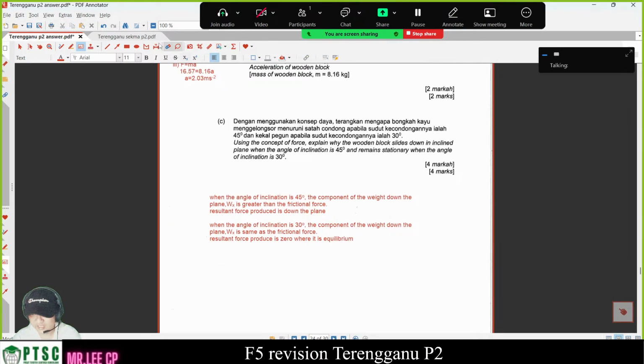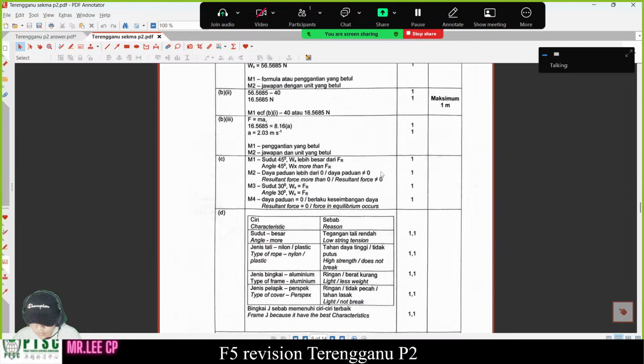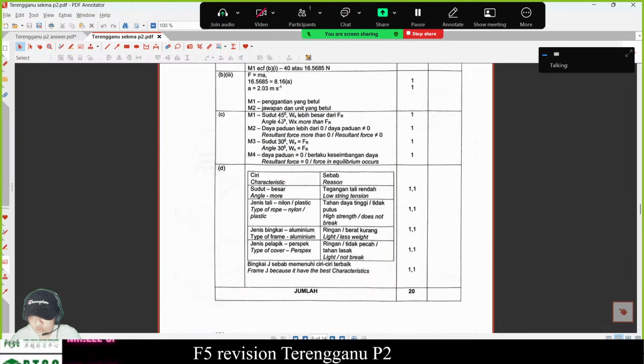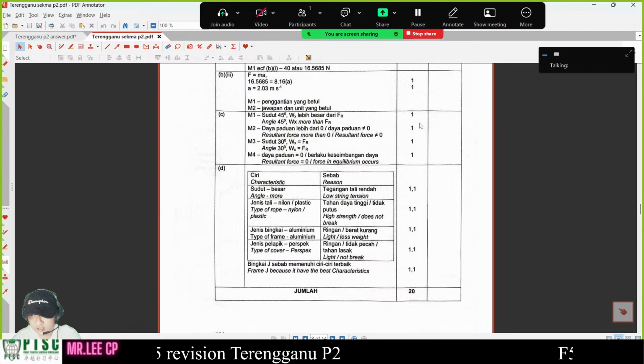Okay, this is what we have. We're going to see the answer here. Angle 45, Wx more than Fr. Okay, 1 mark.